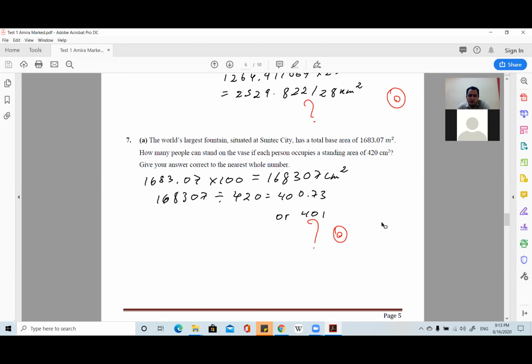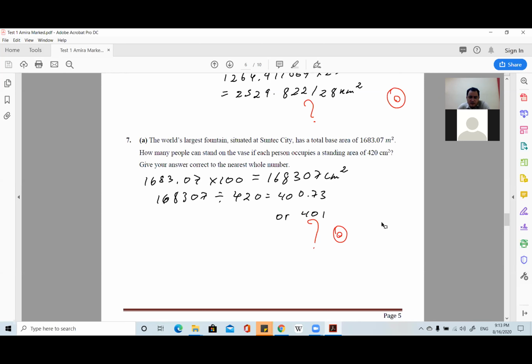And it says that it has a total area of 1,683.07 meters squared, or square meters. Okay, that is the total base area, and it is circular. How many people can stand on the walls if each person occupies a standing area of 420 centimeters squared? Give your answer correct to the nearest whole number.